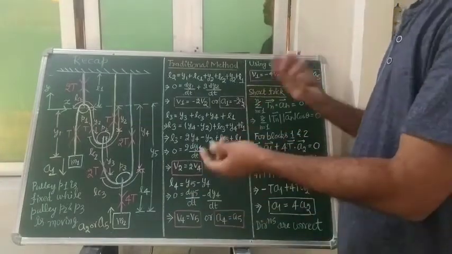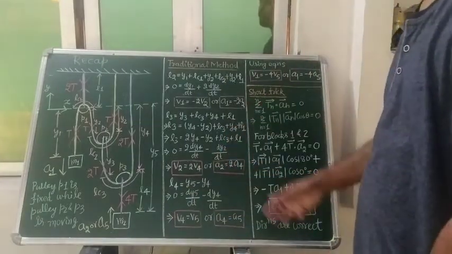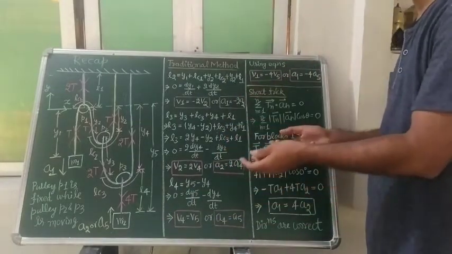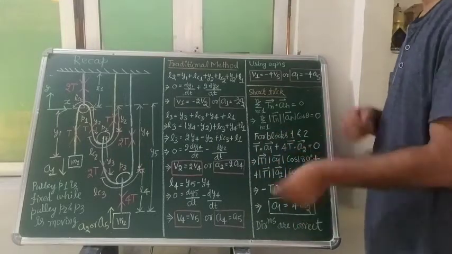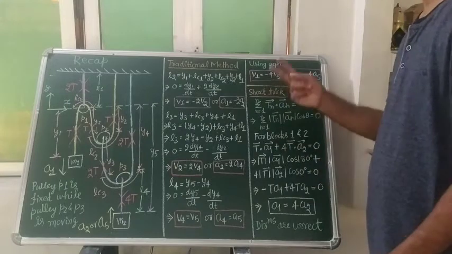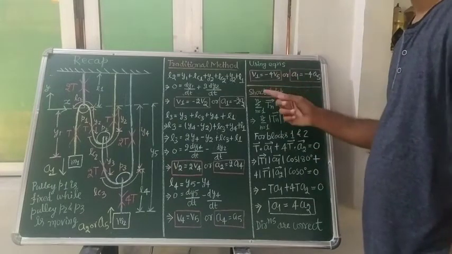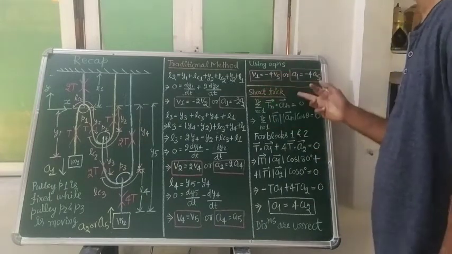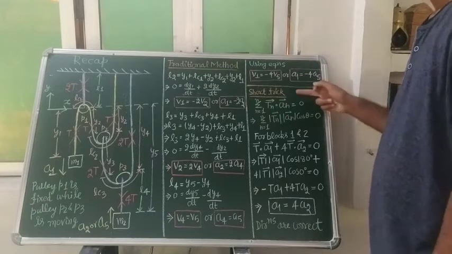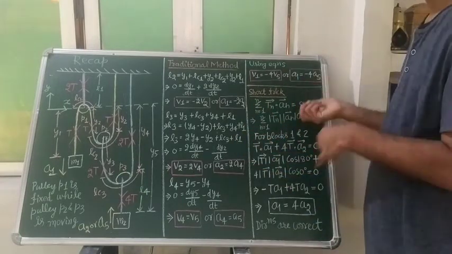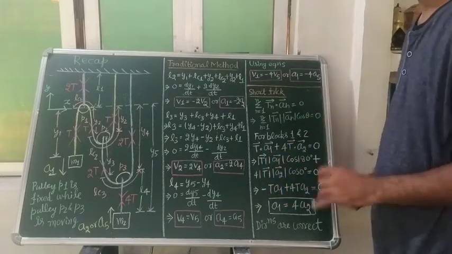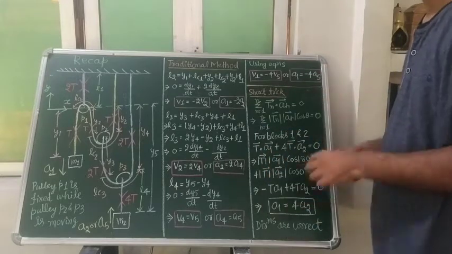For such a kind of problem, if we want to know the relation between the accelerations, there are two methods. The first one is the traditional method, and the second one is a kind of short trick. We had discussed how to solve by the traditional method and the short trick. Once again I am recapitulating that in a quick way.